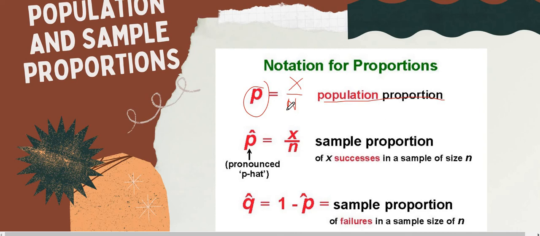Okay. So P here is a population proportion, and P-hat, which we pronounce as P-hat, is a sample proportion. And what is X? X here is a success. We just consider it a success. A success here doesn't mean something positive. It is not necessarily a positive thing. It depends on the question.